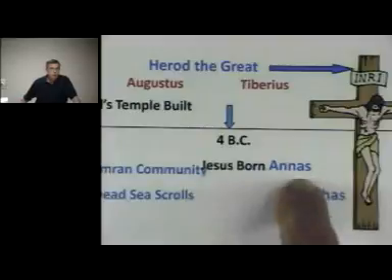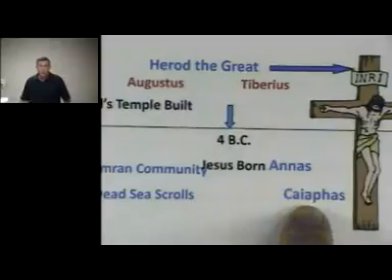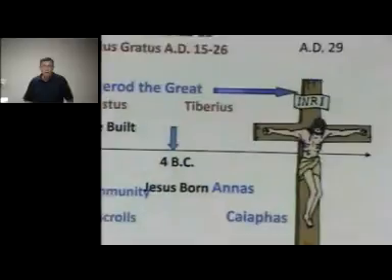And like John says in John chapter 11, Caiaphas was, quote, high priest that year. They were supposed to be high priests for life, but they were rolling them in and out of there like crazy, appointing one and appointing another. So Jesus Christ was crucified, according to our present calendar, about AD 29.